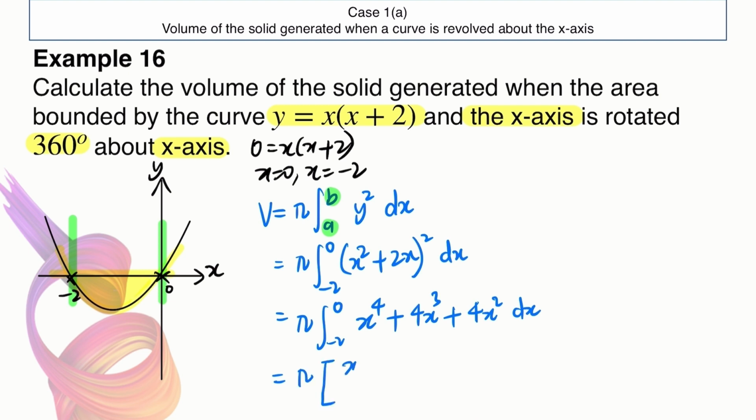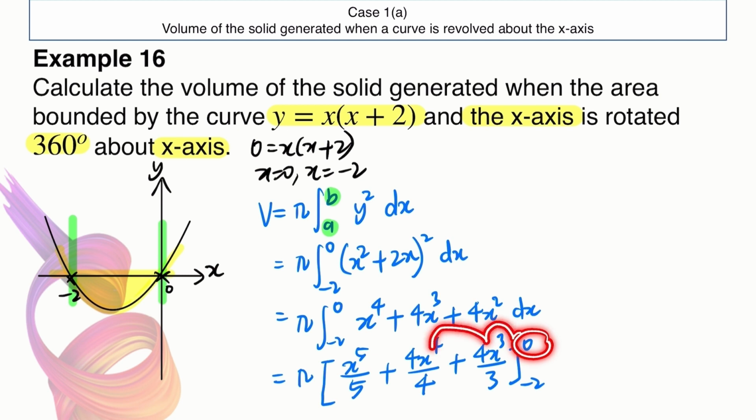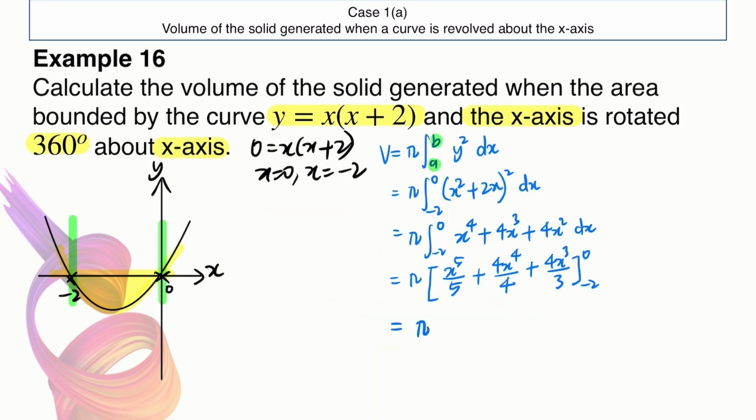So pi times x to the power of 5 over 5, plus 4x to the power of 4 over 4, plus 4x cubed over 3, from negative 2 to 0. Now we can substitute 0 and negative 2. The first one is 0. When we substitute 0 in here, here, and here, we will get 0. So since the substitution value 0 gives 0, we minus the substitution of the value of negative 2.